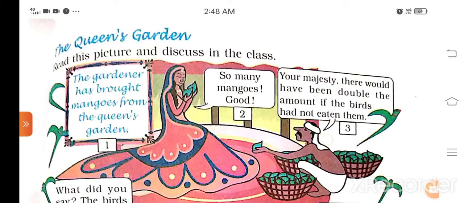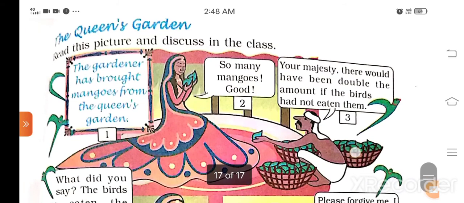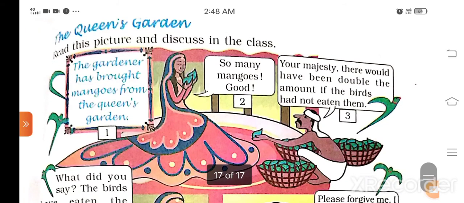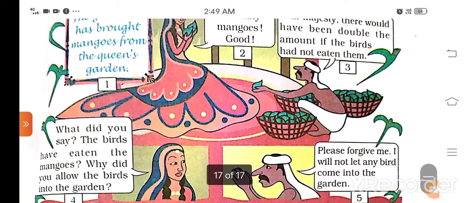Very good. The gardener answered, Your Majesty, there would have been double the amount if the birds had not eaten them. The gardener is telling, Your Majesty, there are so many birds in the garden. That is why all the birds have eaten the mangoes. If they would not eat the mangoes, the mangoes would be double.